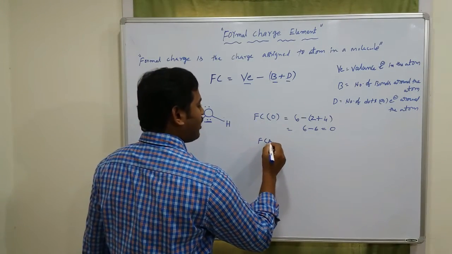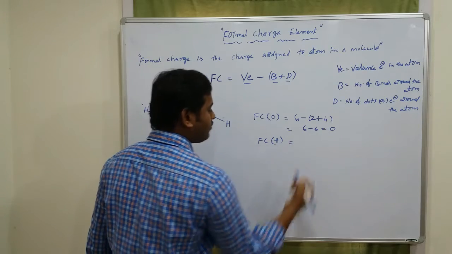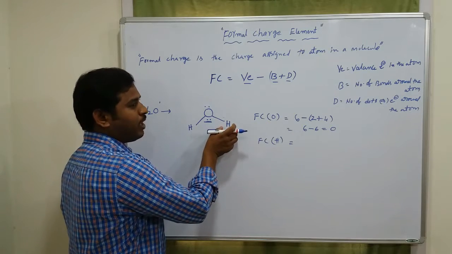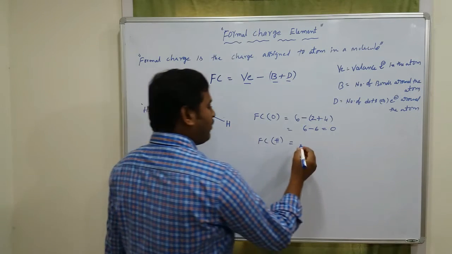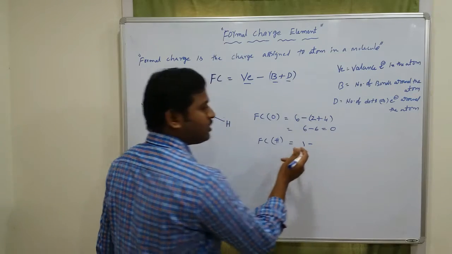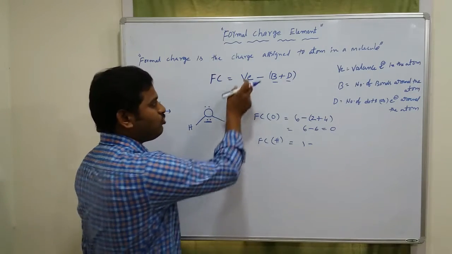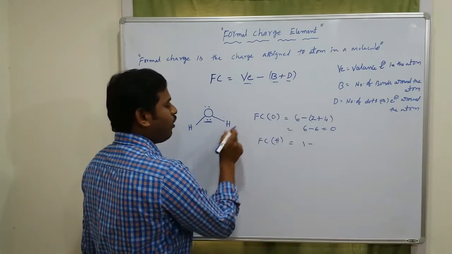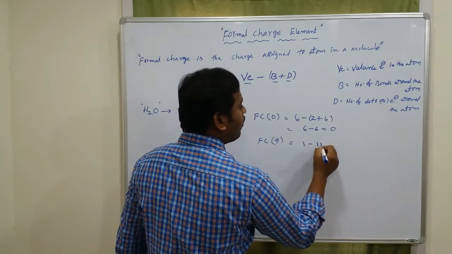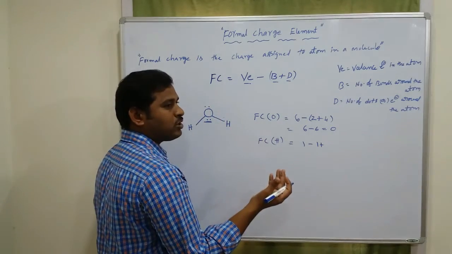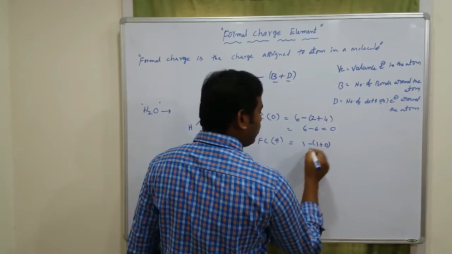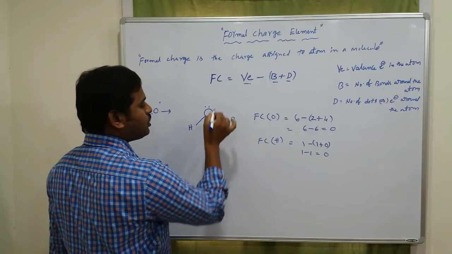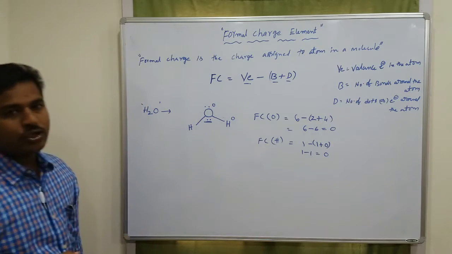Now let us calculate the formal charge of the hydrogen atom. This hydrogen atom satisfies the helium electron configuration. Hydrogen belongs to the first group, so its valence electron is 1, minus the number of bonds. Around the hydrogen atom there is only one bond, plus there are no dots or electrons. So 1 minus 1 equals 0. In the water molecule, hydrogen formal charge is 0 and oxygen formal charge is also 0.